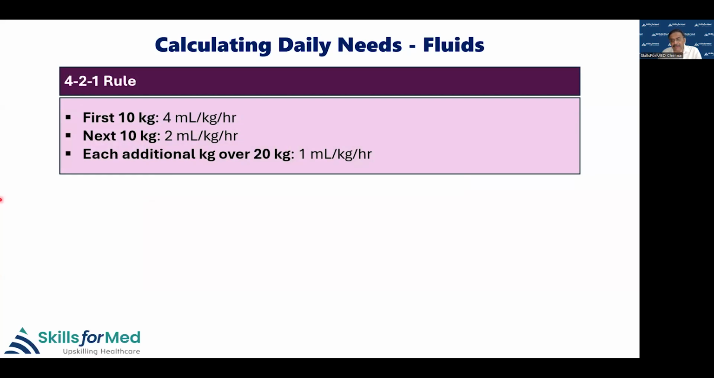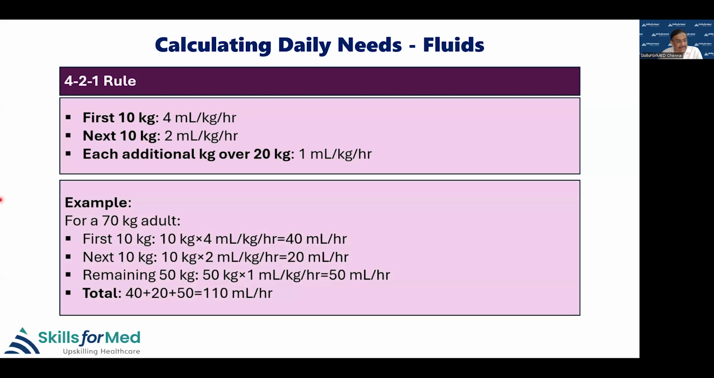The other way people do it, especially in pediatrics, is the 4-2-1 rule. The first 10 kilograms is 4 ml per kilogram. The next 10 is 2 ml, and every additional kg over 20 is 1 ml. So, for example, if you want to calculate for an adult, the first 10 will be 40. The next 10 will be 10 into 2 ml, that is 20 ml. The remaining 50, at 1 ml per kg, will be another 50. So it will be around 110 ml per hour.